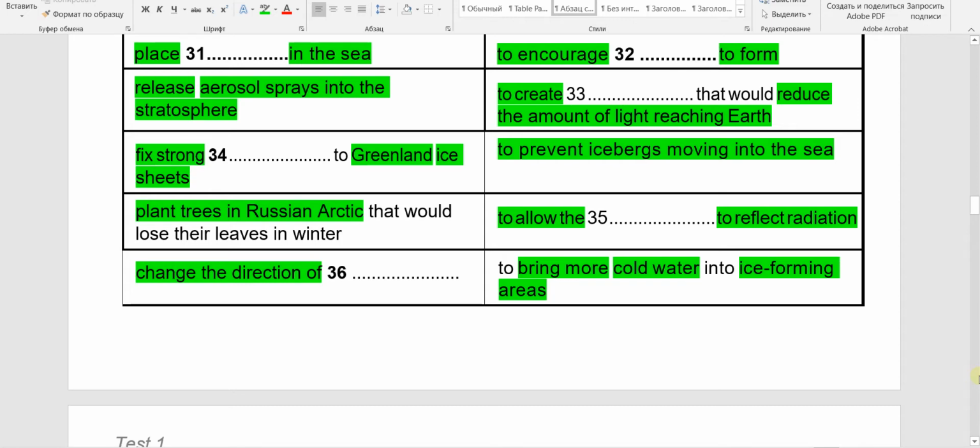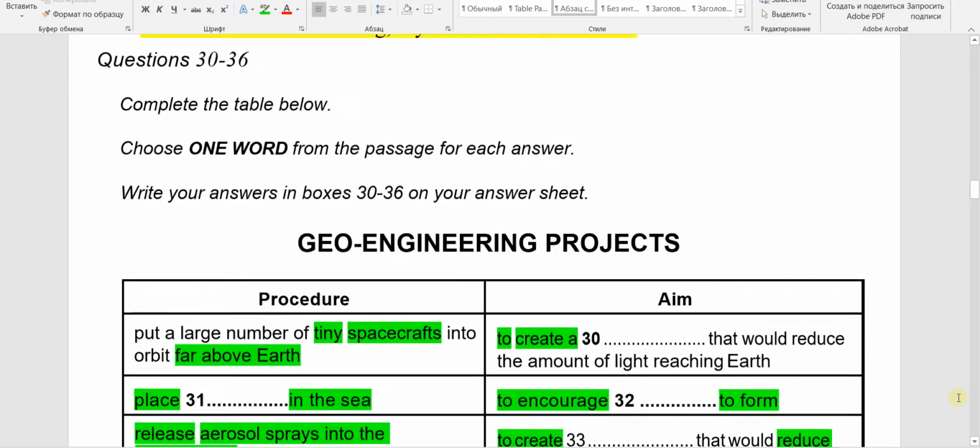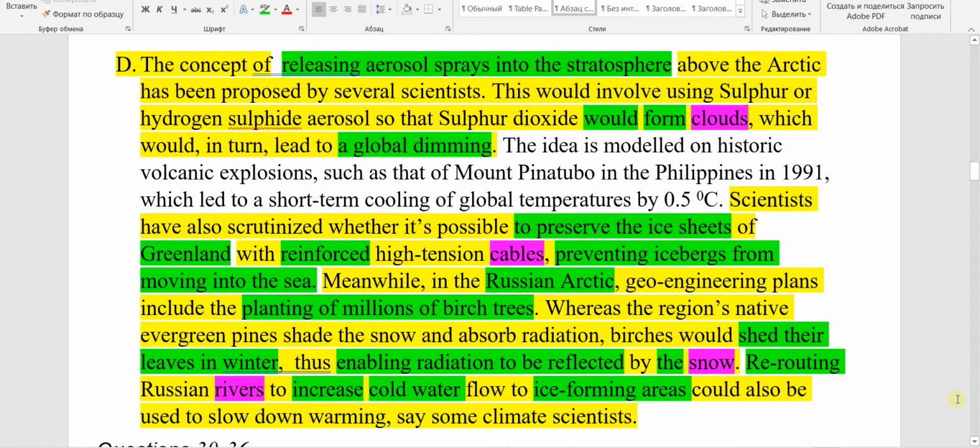First, we need to find the paragraph which contains the information about aerosol sprays. Here it is, paragraph D. In this paragraph, from the first sentence, the author indicates that the concept of releasing aerosol sprays into the stratosphere above the Arctic has been proposed by several scientists. This would involve using sulfur or hydrogen sulfate aerosol so that sulfur dioxide would form clouds, which would in turn lead to a global dimming.